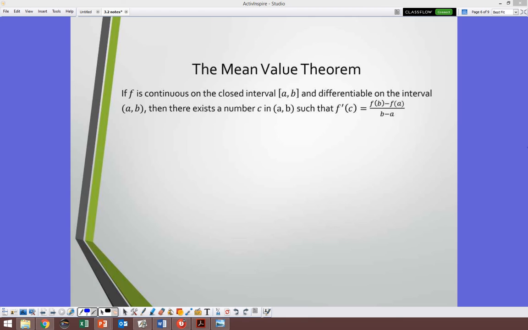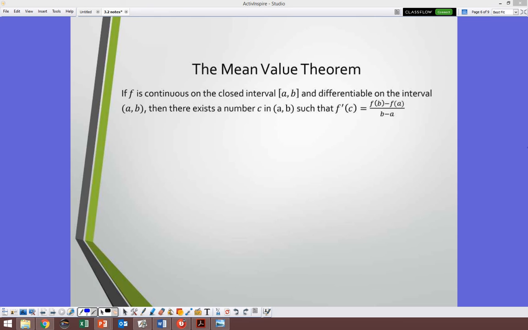Okay, so, mean value theorem. If f is continuous, continuous is the key word here. That means it has to have no holes, no jumps, no leaps, no kinks, on the closed interval a to b, and is differentiable, so you have to be able to take a derivative at all points in between a and b, then there exists a number c in (a, b) such that the slope is equal to the secant, the average. It's basically the slope of the secant through your endpoints.